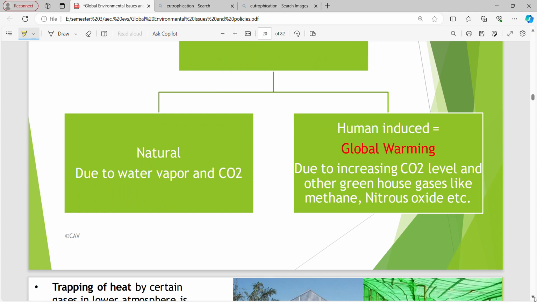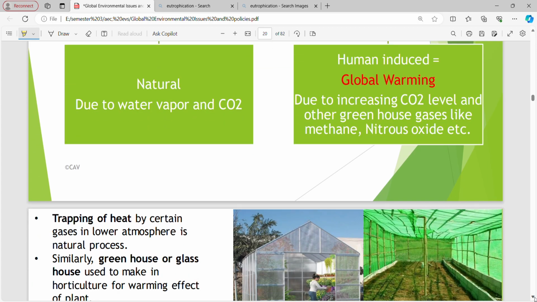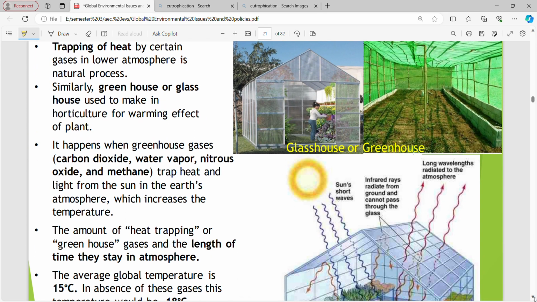So greenhouse effect, one is human induced, that is global warming, due to increasing CO2 level and other greenhouse gases like methane, nitrous oxide and all. The next is natural, that is due to water vapor and CO2. So next is about the greenhouse or glass house concept. Trapping of heat by certain gases in the lower atmosphere is a natural process.